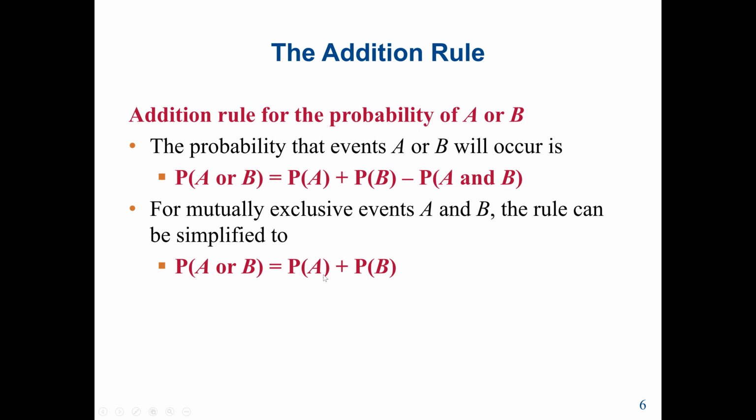Again, this is because the events A and B are mutually exclusive, so they cannot occur at the same time. The first formula again, probability of A plus probability of B minus probability of A and B, is for when A and B can occur at the same time. So they are, again, not mutually exclusive.